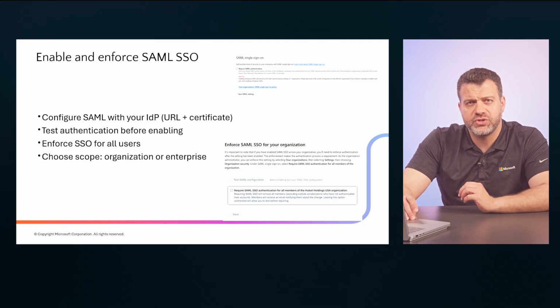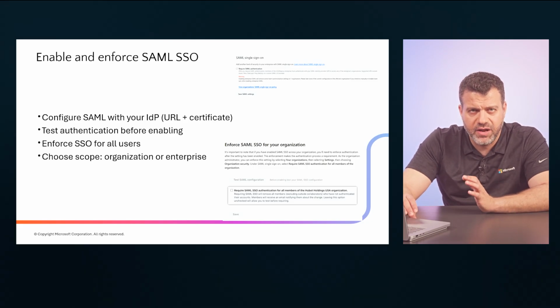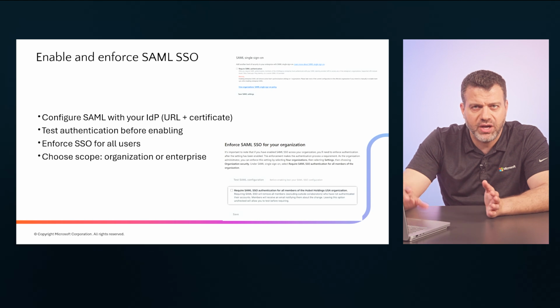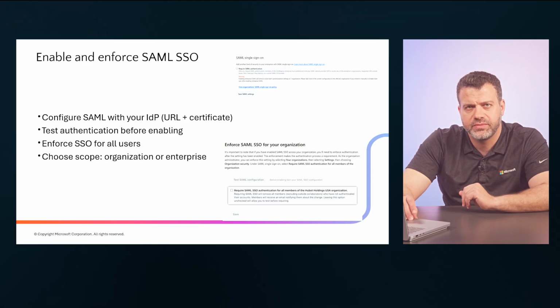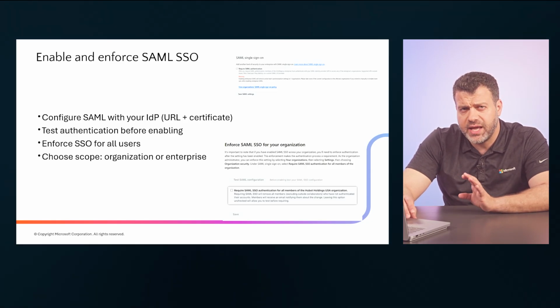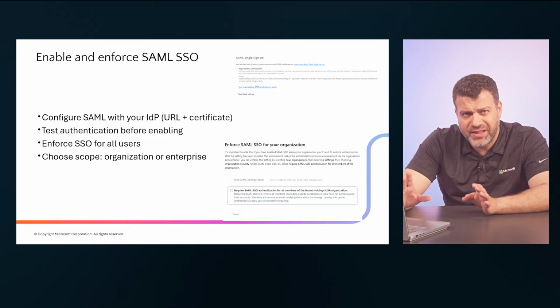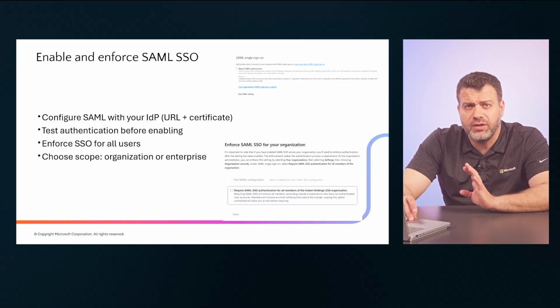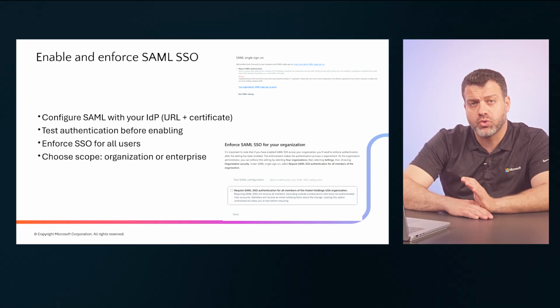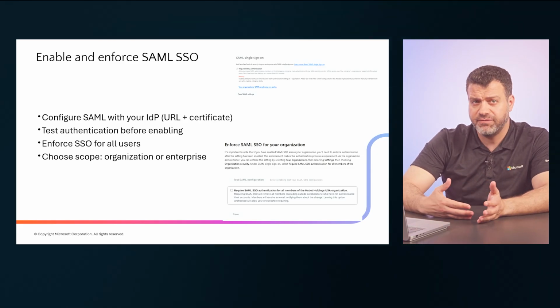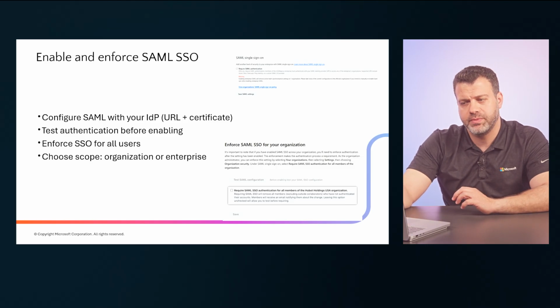And then you enforce SSO. Once validated, when enforcing it, users who haven't authenticated will be removed. And at the enterprise level, users will be required to authenticate on the next access. The key difference is, at organization level, it's great for testing. At enterprise level, we are ensuring consistency. So the goal is to roll out SSO safely, test it first, and enforce it at the right scope.